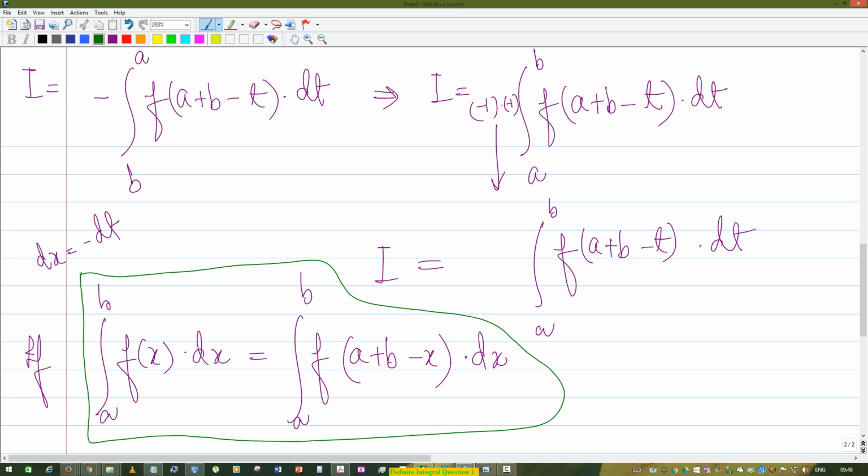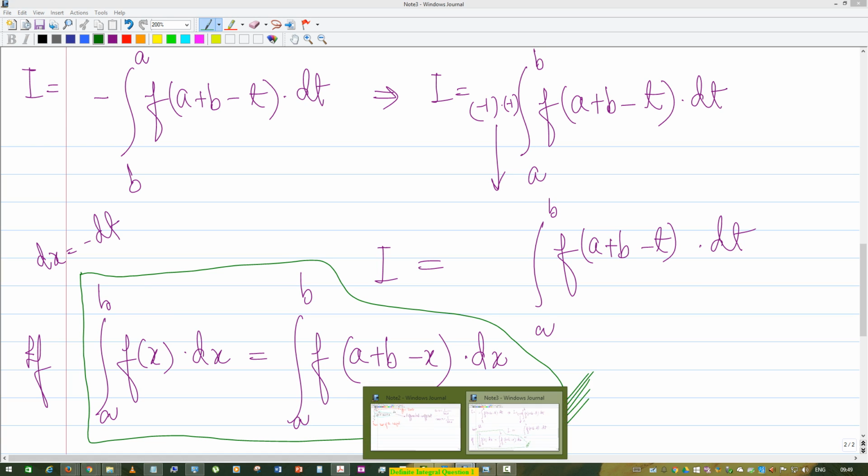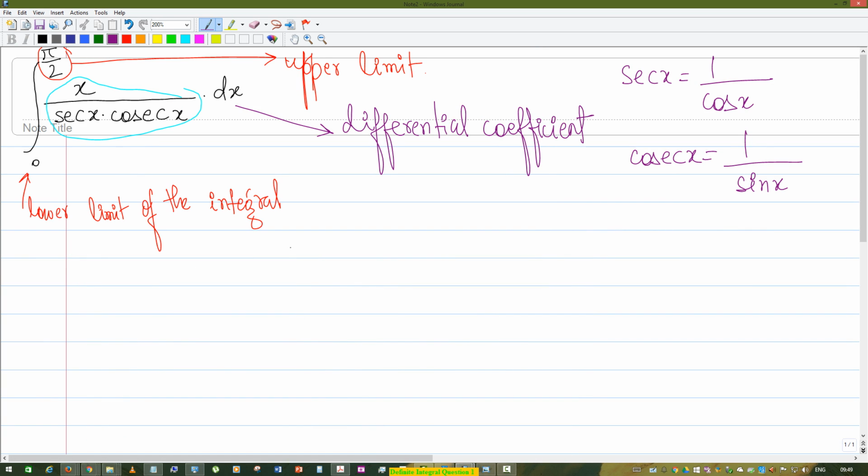One thing we have to be very particular about is the use of the negative sign and the positive sign, in interchanging the upper limit and the lower limit, in substitution, and in taking the differential coefficient. Okay, so now getting back to the question part. How can we use this property in solving this question?